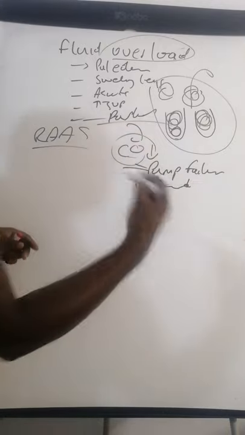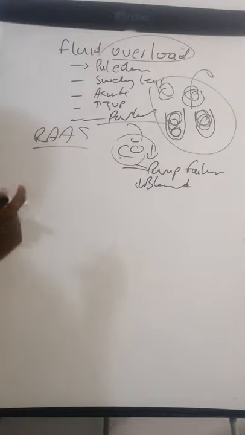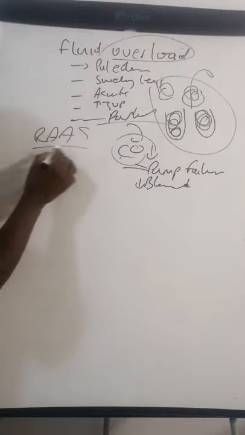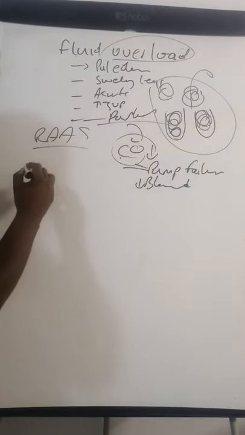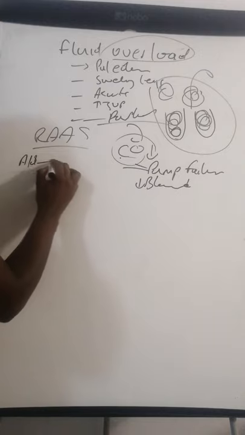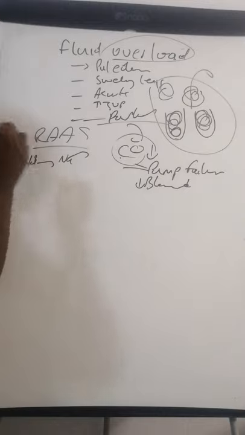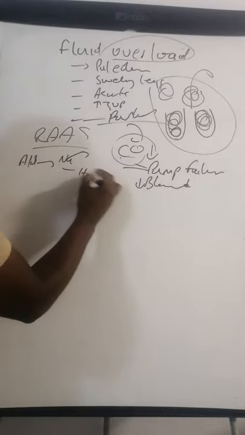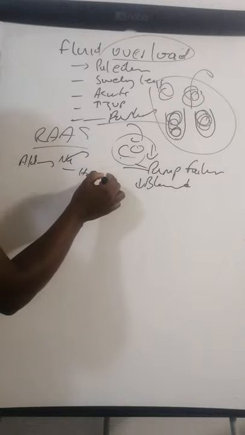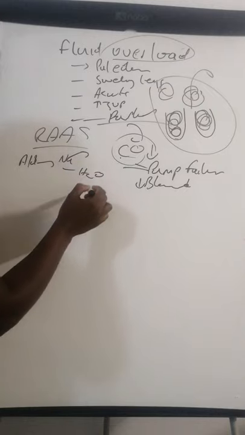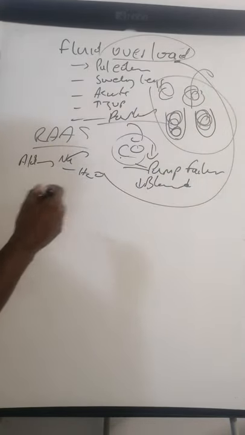So what do we do? Let's increase blood volume so that we can increase our cardiac output. That's how the kidney interprets it. So when you activate the RAS system, your aldosterone, which will be released there, will cause the reabsorption of sodium. And when you reabsorb sodium, water will follow. So now you've got overload, and you are still absorbing more water. So you are worsening the overload.